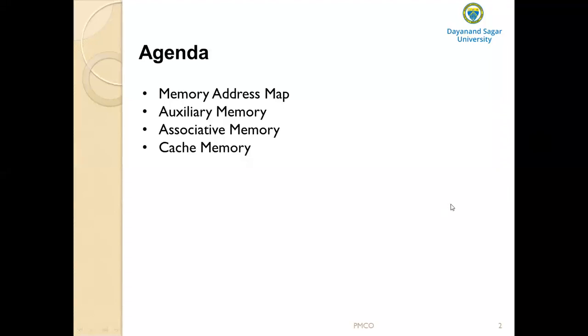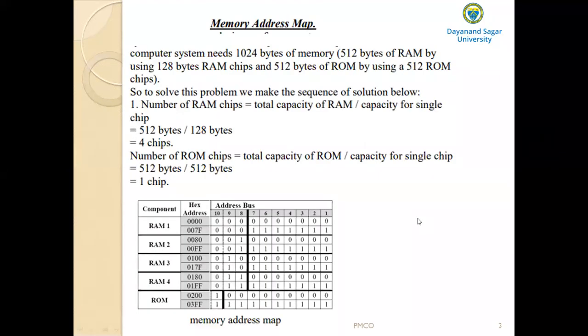So today we'll discuss the memory address map, the auxiliary memory, and the associative memory and cache memory. The design of a computer system must calculate the amount of memory required for the particular applications and assign it to either RAM or ROM. So let us see how this address assignment is done for each of these RAM and ROM chips. The interconnection between memory and processor is then established from the knowledge of the size of the memory needed and the type of RAM and ROM chips available.